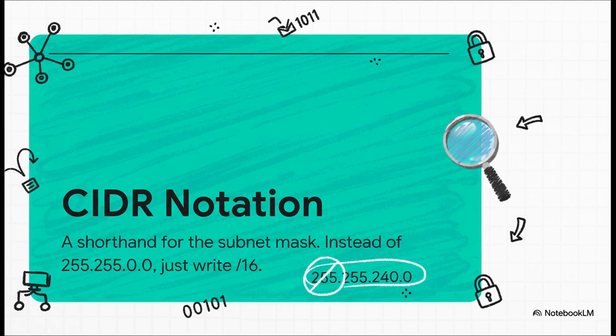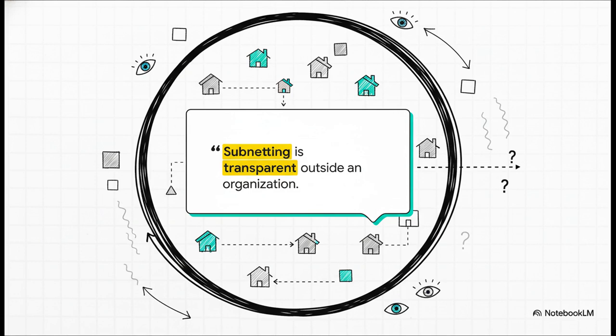Of course, typing out long numbers like 255.255.240.0 all day would be a pain. So network professionals use this handy shortcut called CIDR notation. It's just a slash after the IP address, followed by the number of bits in the network and subnet parts combined. It's clean, it's simple, and it's way faster. And here is the absolute crucial point. This entire elaborate system of digital neighborhoods, it's a purely internal secret. The rest of the internet has no idea it's even happening.